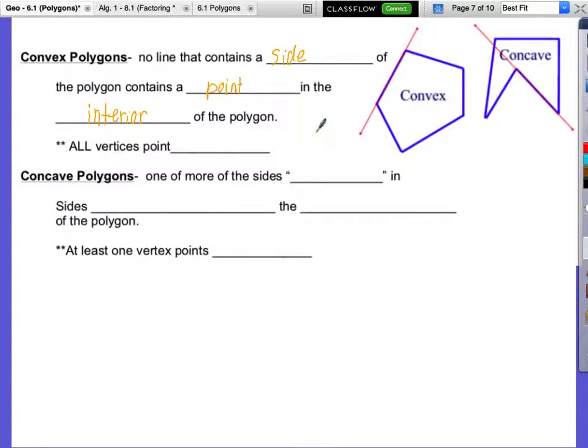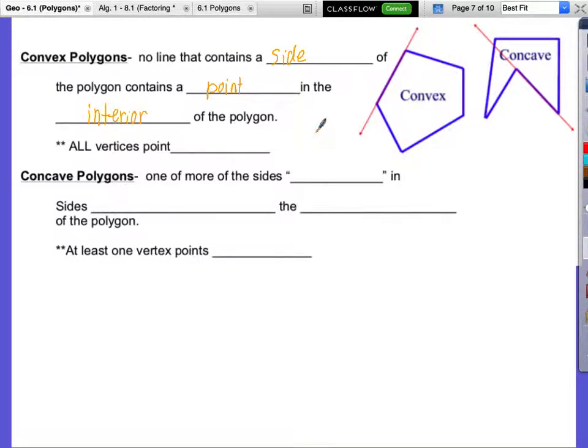So, anyway, here we have this convex polygon. We know that because it's labeled. We have this line, and this line contains a side of the polygon, correct? Now, does this line also contain a point in the interior of the polygon? Is there anything inside this polygon that this line touches?